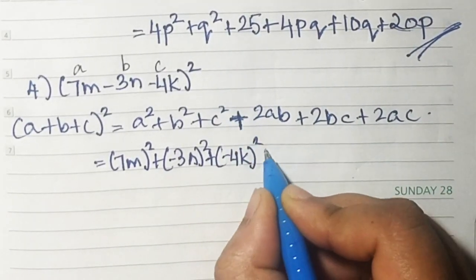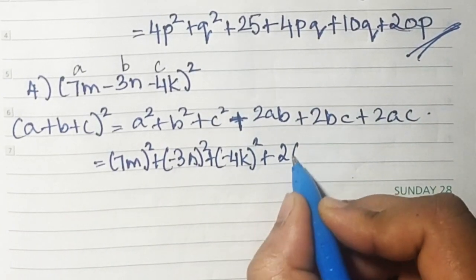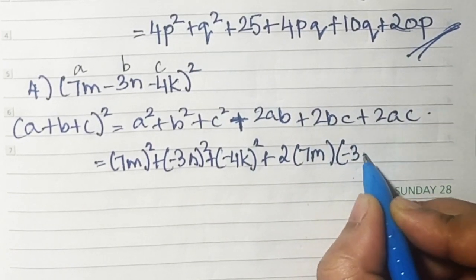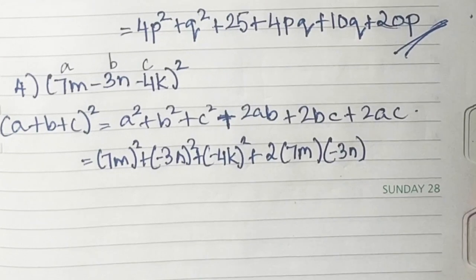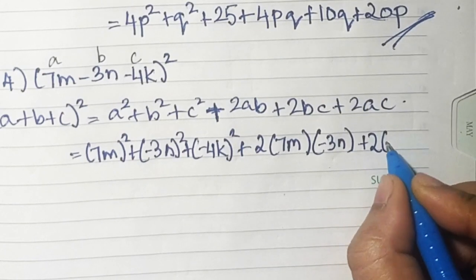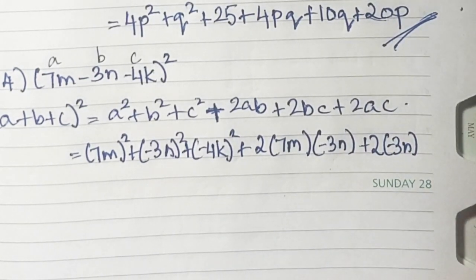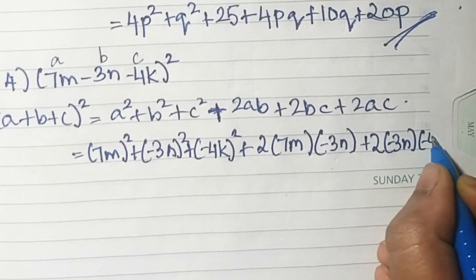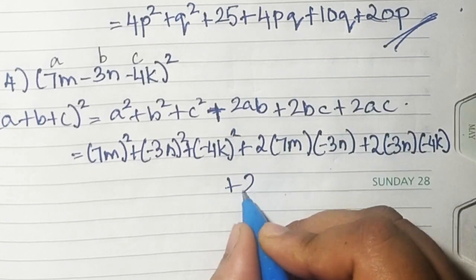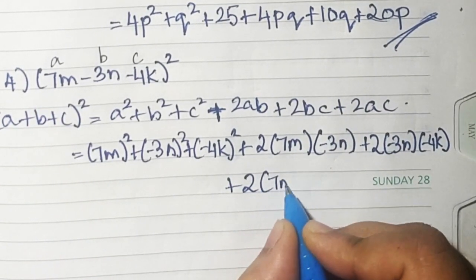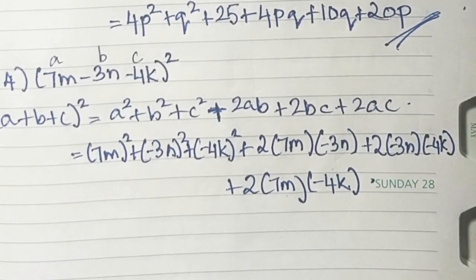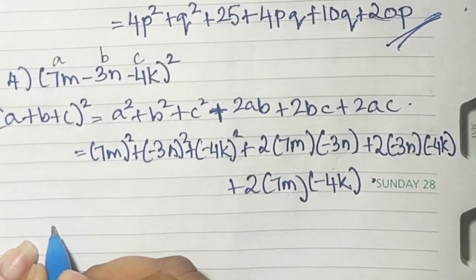Plus 2ab: a means 7m, b means minus 3n. Now plus 2bc: b means minus 3n, c means minus 4k. Plus 2ac: a means 7m, c means minus 4k. Then last is solving.